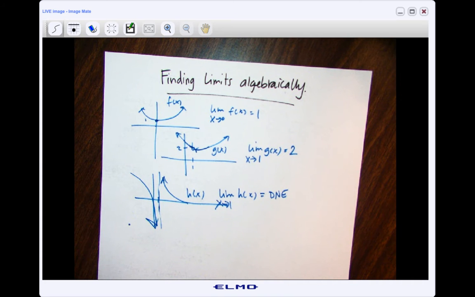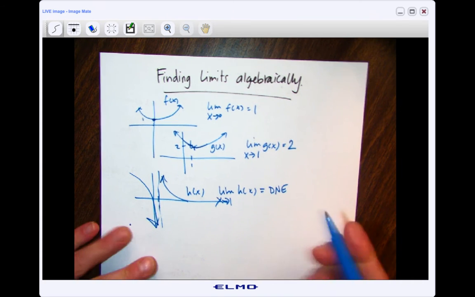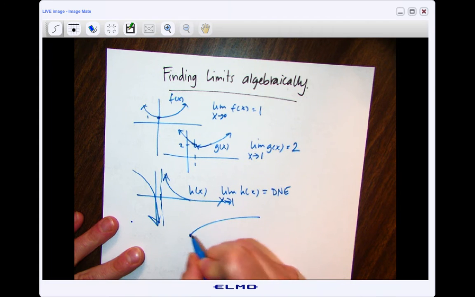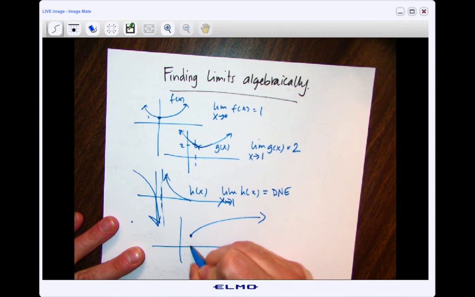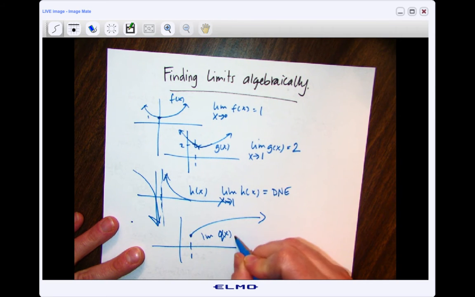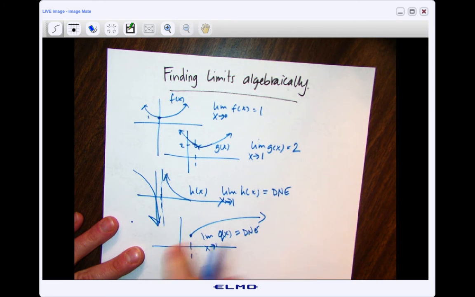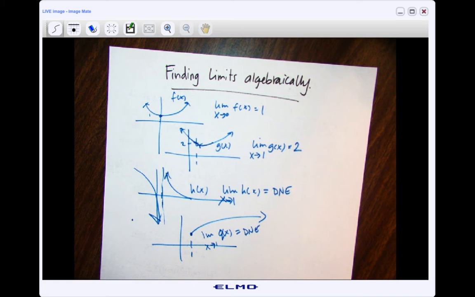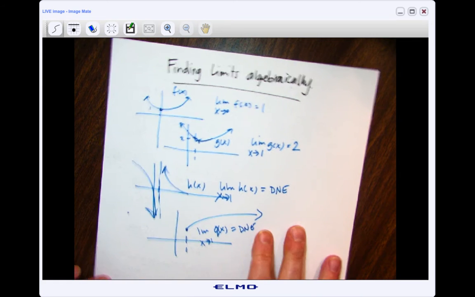Okay? And then things like endpoints. That's also a place where you don't have a limit. So the limit here at 1 of q of x as x approaches 1 would be does not exist also, because there's nothing happening over here, so you can't be approaching the same value from both sides. Okay, so we decided all that stuff was true.